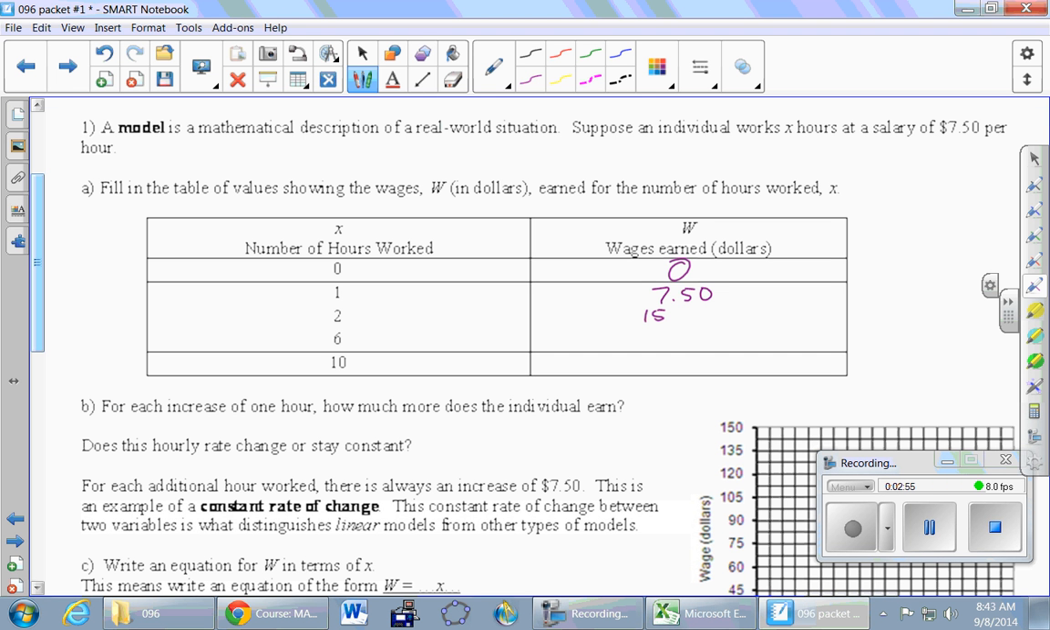And then if we work 6, how much is it if we work 6? Yeah, it is 45. What do we have to do to find that the answer is 45? What calculation do we need to do? Yeah, we do the 7.50 and we multiply that by the 6 hours, right? Easy enough. And so that gives us 45. And then finally, if we work 10 hours, then we make $75. All right, so far so good.